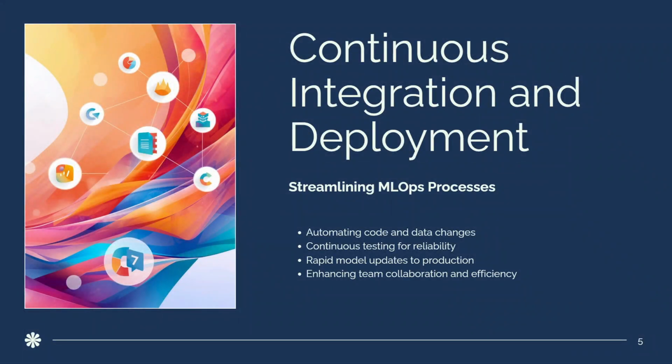Just like DevOps uses CI/CD for software, MLOps engineers use it for machine learning models. They build pipelines that automatically test, validate, and deploy models whenever there's a new update, maybe new data, a better algorithm, or a retrained version. This ensures the latest, most accurate models reach production quickly with minimal human intervention.